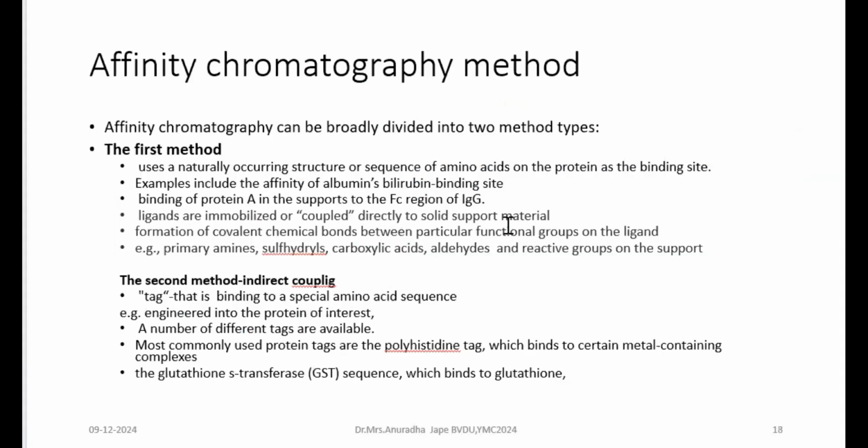So when it comes to affinity chromatography, just to summarize today's discussion with reference to spacer arms and ligands and their importance, there is one more thing you have to take into consideration, on the basis of which affinity chromatography is divided into two types. The first method is when you are using the structures or sequences of amino acids in the protein as the binding site, right? Examples include the albumin bilirubin binding site, or binding of protein A in the support to the Fc region of the IgG antibody, right?